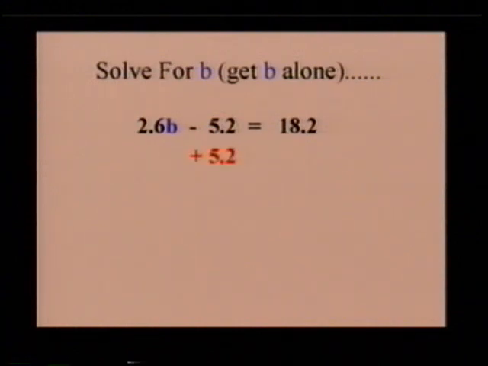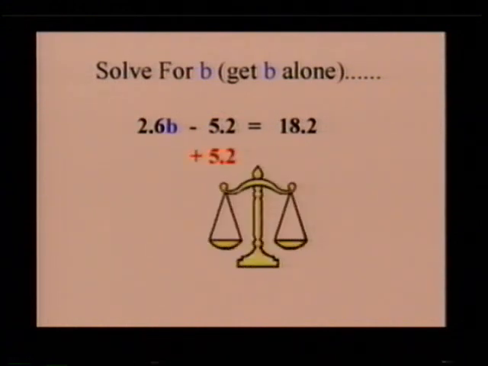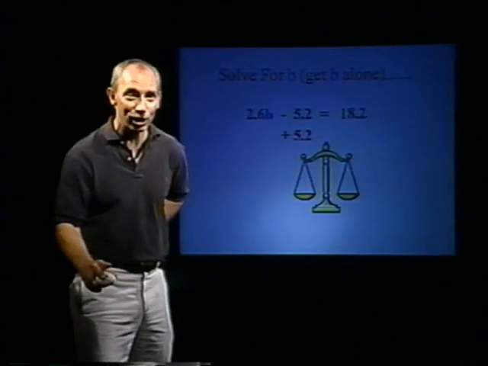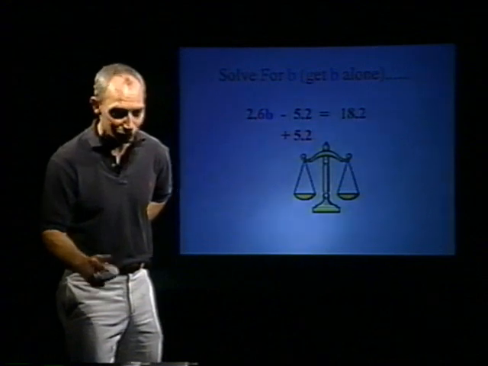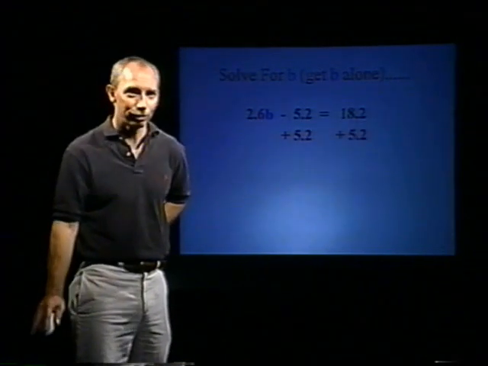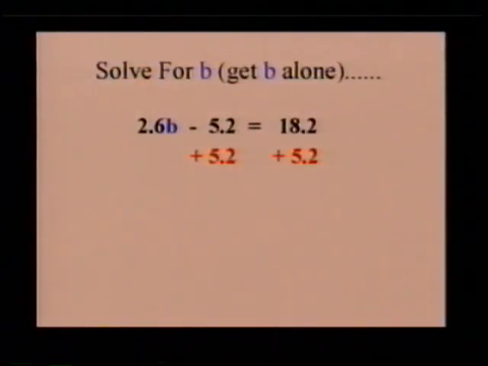I add 5.2. Wait a minute. Remember, anything you do to one side of an equation, if you remember only one thing from this class, whatever you do to one side of an equation, do it to the other. Note that it's going to help to line these things up, so that you can see that you're doing it to both sides of the equation. The equal signs should always line up sweet and neat like this. So that got rid of it there.